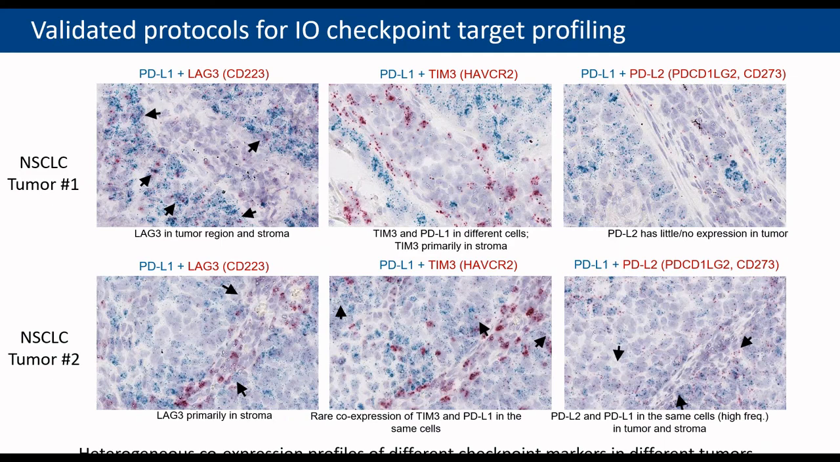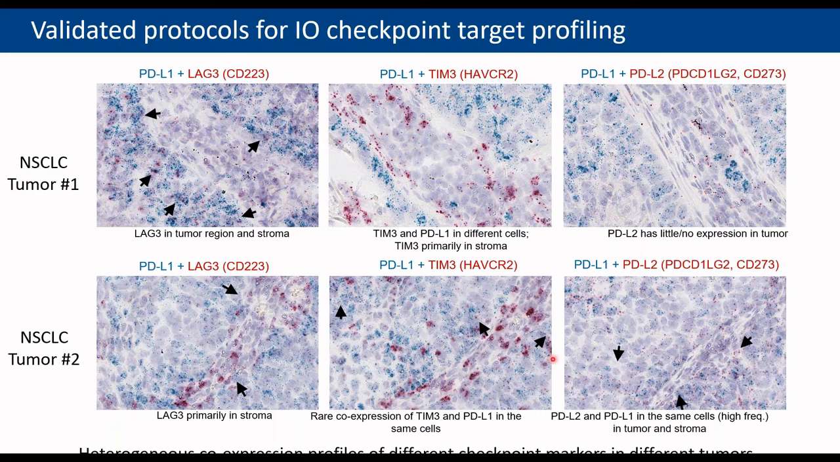We do have a validated protocol for immuno-oncology checkpoint target profiling, and this slide is demonstrating the importance of tumor heterogeneity. These are the snapshot images showing expression profile of various IO targets in two different non-small cell lung carcinoma tumors. Clearly, there are differences in expression pattern of these IO markers between these two tumors.